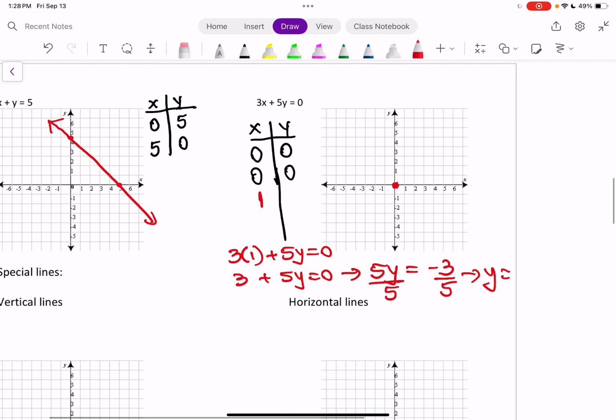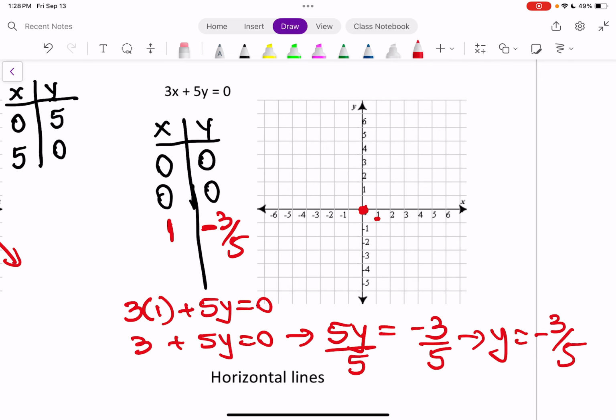So y is going to equal -3/5. That's a different point. X is 1, y is -0.6, by the way. Okay, that's the point. So again, 0, 0, that's the same point. That doesn't help us any further.